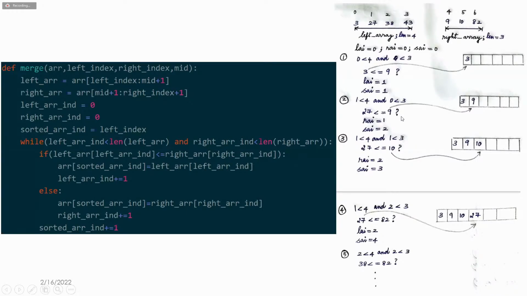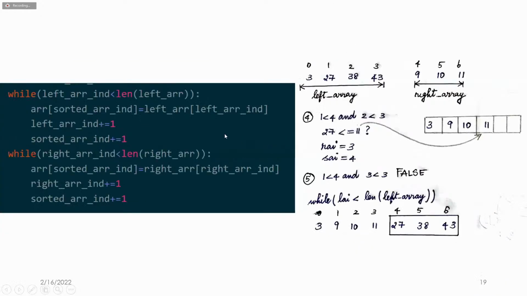In this case, you increment the right array index because you have taken an element from the right array and not the left array. And similarly, you will also increment the sorted array index. Next, you perform the same thing and keep on inserting the values. So this is how the merging is being done.